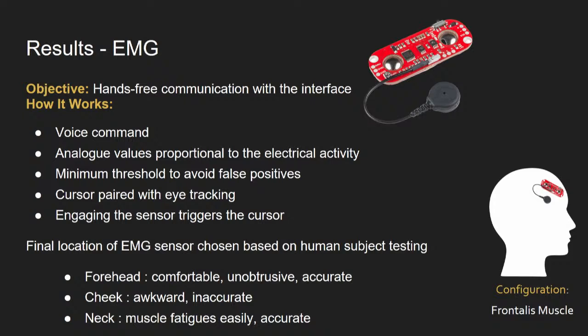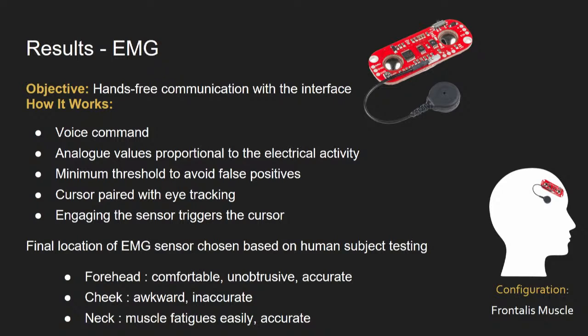And so we tested the forehead and cheek and neck to place the sensor, and we found that the neck is just awkward, uncomfortable, it's inaccurate, the muscle fatigues easily, and then kind of as well with the cheek, it's kind of in the way of eyesight a little bit. It's still awkward and inaccurate.